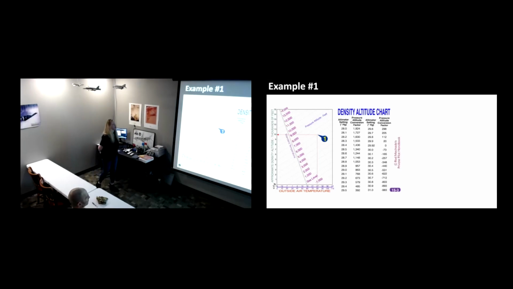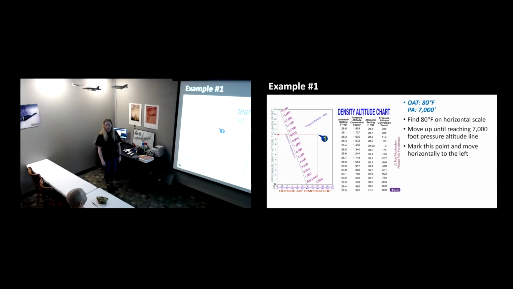So we're going to do a couple practice problems. This is the one we just did: the outside air temperature is 80 and our pressure altitude is 7,000. Does this make sense so far? This is one of those things that's going to take practice to figure out what information you have, what information you need, and how to get there. There are a lot of questions on your written that have to do with this chart.